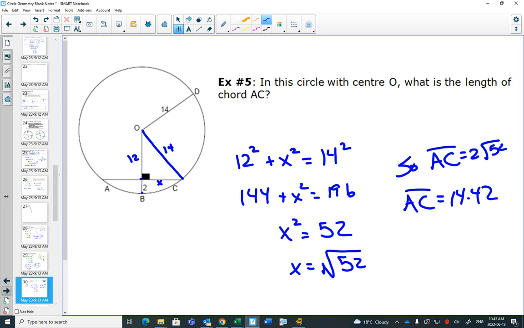Nice. I was getting closer. That's because I didn't know if this was closer to 7.1 or 7.2. And apparently it was closer to 7.2. 7.21. So then timesing that by 2 makes 14.42. That's our final answer. I like to circle my final answers.